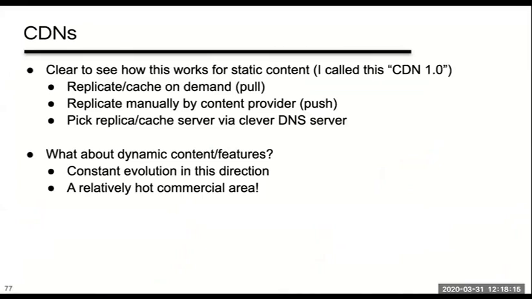So it's pretty clear to see how this works for static content, like I was calling CDN 1.0. You can cache on demand, pull style, you can replicate manually, push style, and you can pick which cache or replica using kind of clever DNS. But what about dynamic content or dynamic features? CDNs want to provide this type of service, and there's actually a lot of evolution in this area right now.